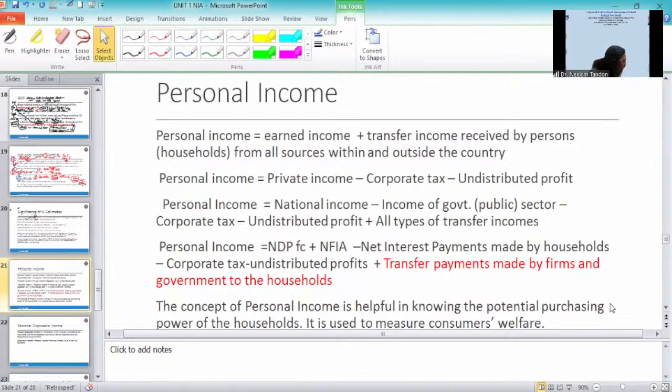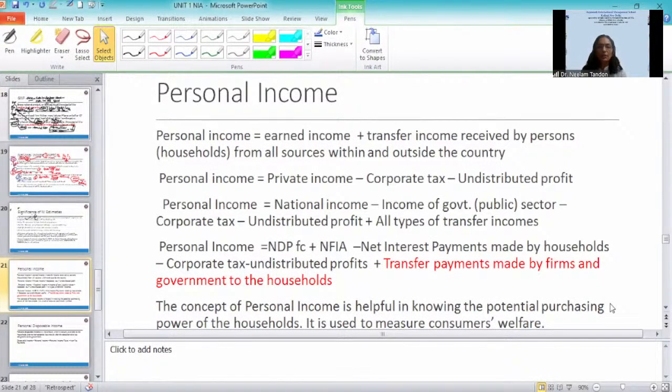Why are we adding NFIA to domestic to convert into national? We have already shared what is domestic. Domestic is within the domestic boundaries. In domestic boundary, who are the players? You have Apple, you have Samsung, you have Uber, you have Netflix. Are these Indian players? No. So what we have to do? We go for taking care about net factor income from abroad.